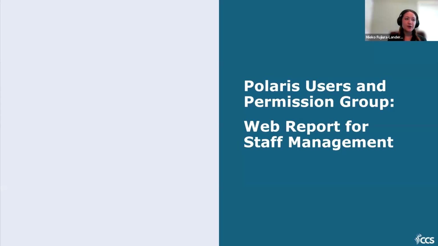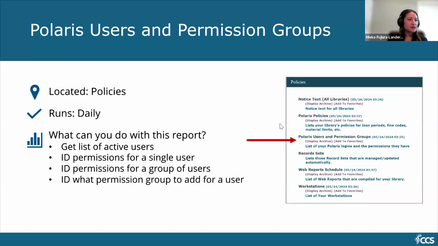Our first segment is going to look at the Polaris Users and Permission Groups Web Report, which is a report that you can use to aid with staff management at your library. So this report, it's found in the Policies section of Web Reports, which is the second to last category. And it runs daily. So the info on your users and their permissions is very much up to date.